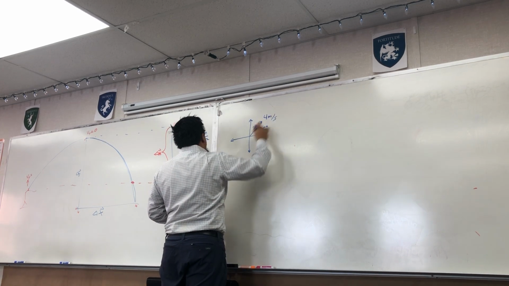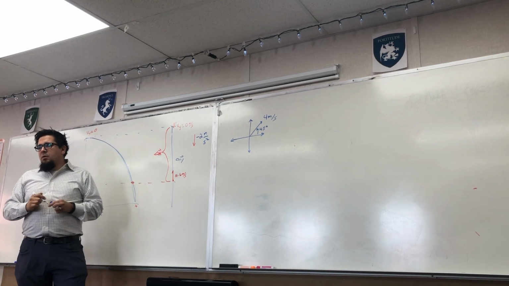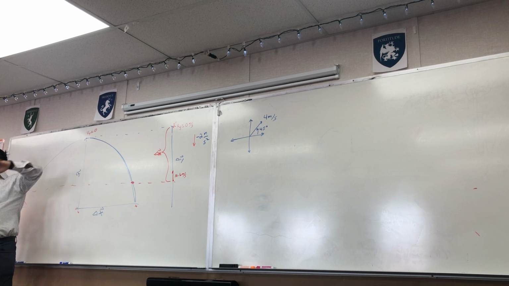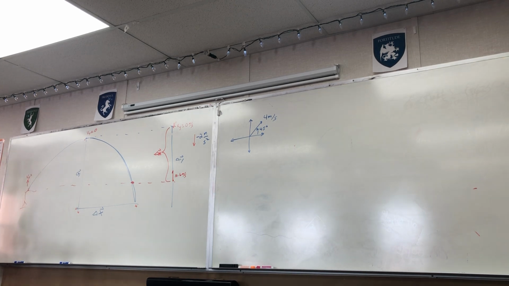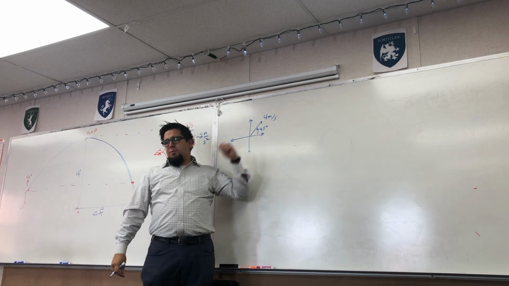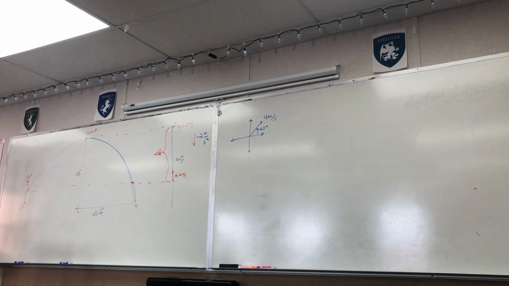4 meters per second. This is negative 2 meters per second squared. So we're in a universe where our gravity is negative 2 meters per second squared. He's going to throw a football at 45 degrees at 4 meters per second. So this is all parabolic motion.